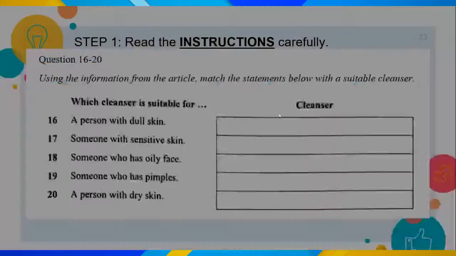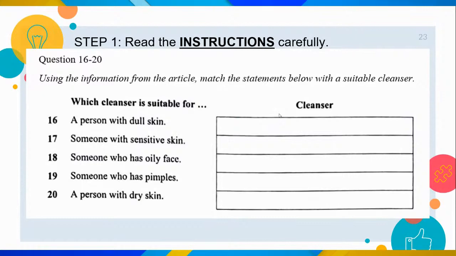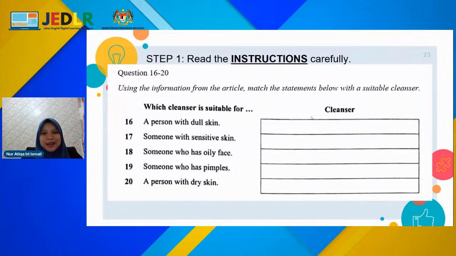Okay, let's look at step one. We are going back to step one, which is reading instructions. I think you know this by now already. Which one that we should circle? You should circle, match the statements, padankan, and the key phrase is suitable cleanser. So that's what they're looking for, a cleanser. They give you a statement, you have to find the cleanser that is in the text.